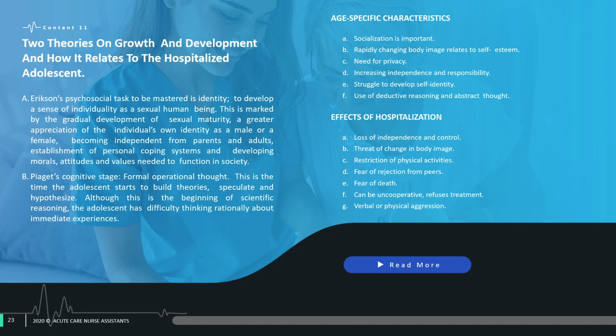Effects of hospitalization. Loss of independence and control. Threat of change in body image. Restriction of physical activities. Fear of rejection from peers. Fear of death. Can be uncooperative and refuse treatment. Verbal or physical aggression.